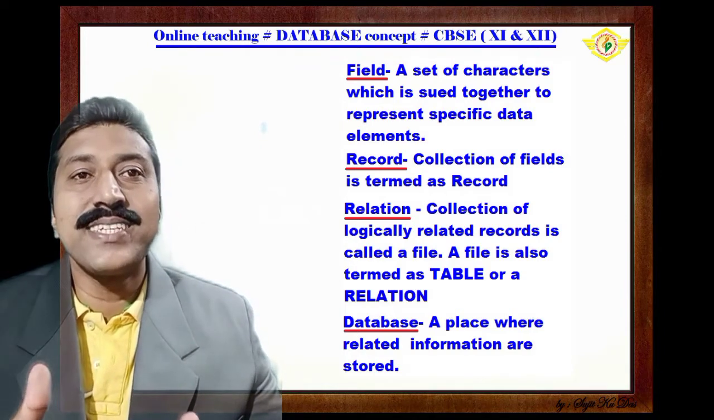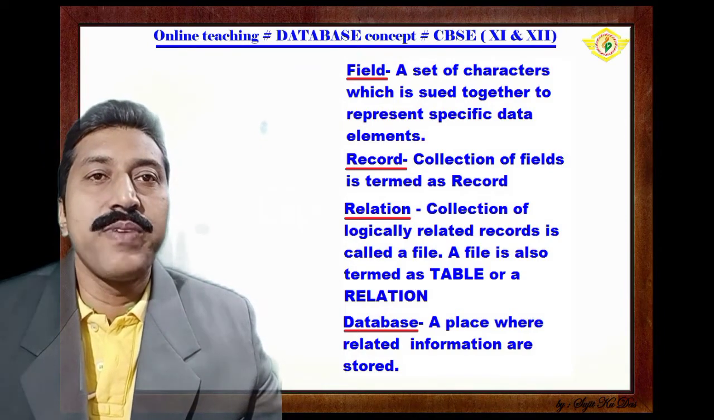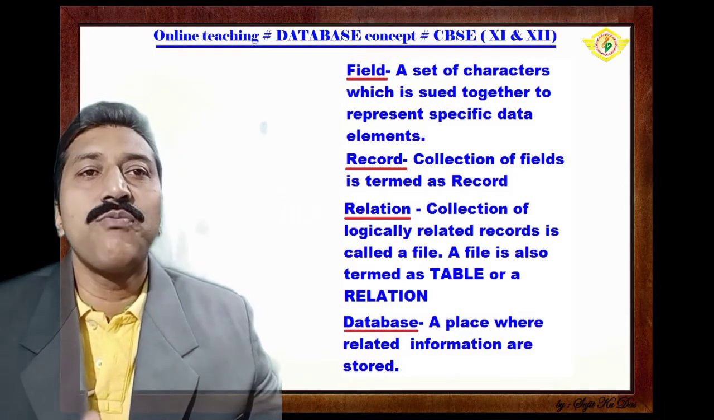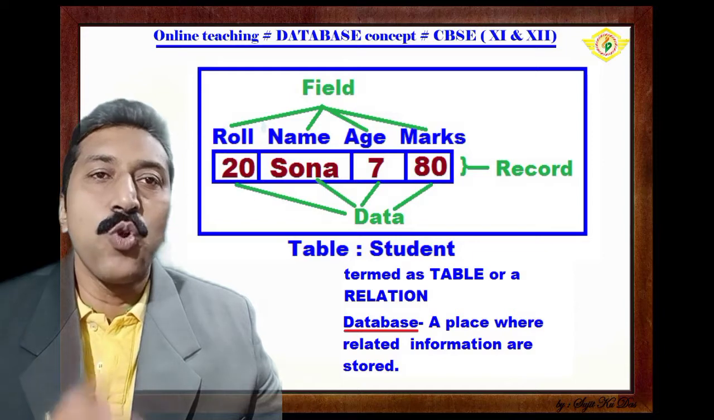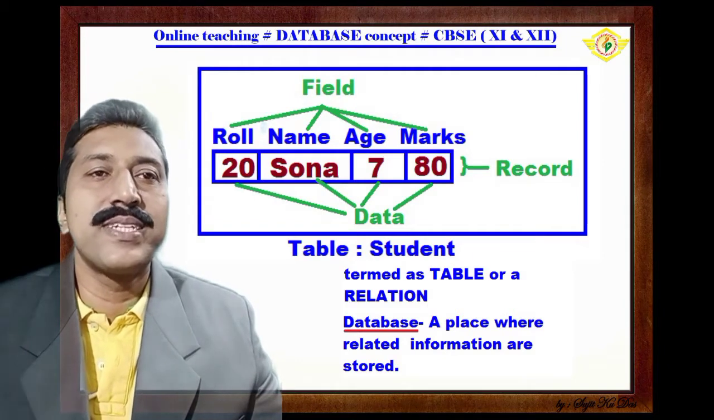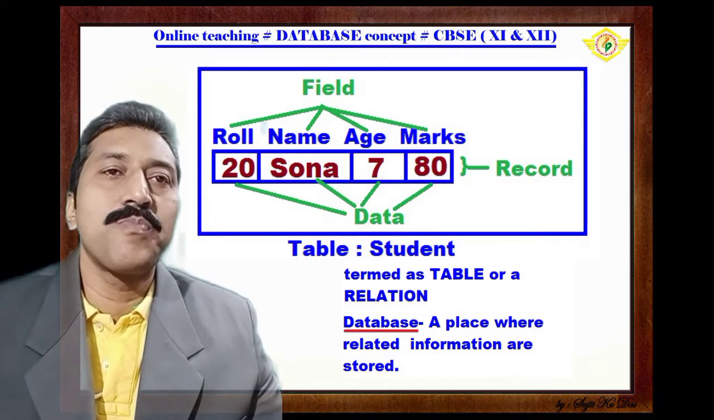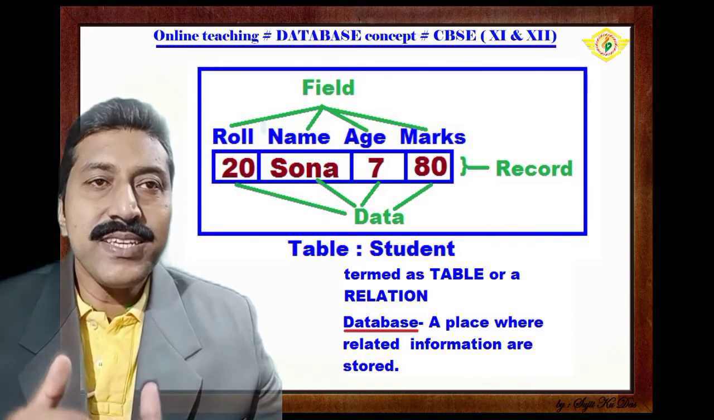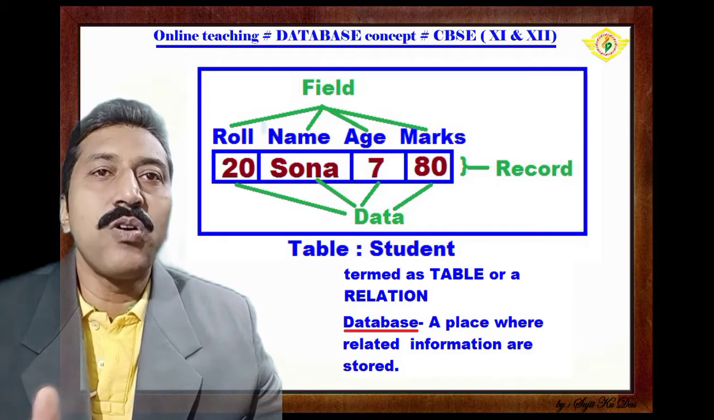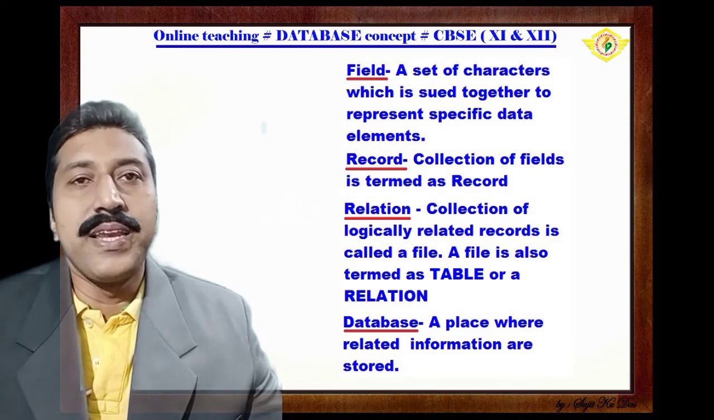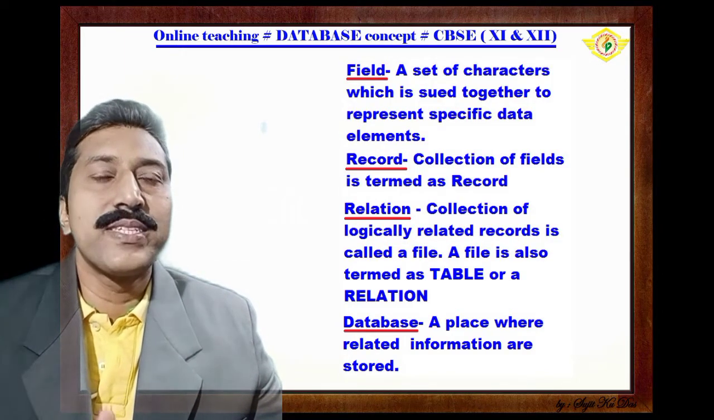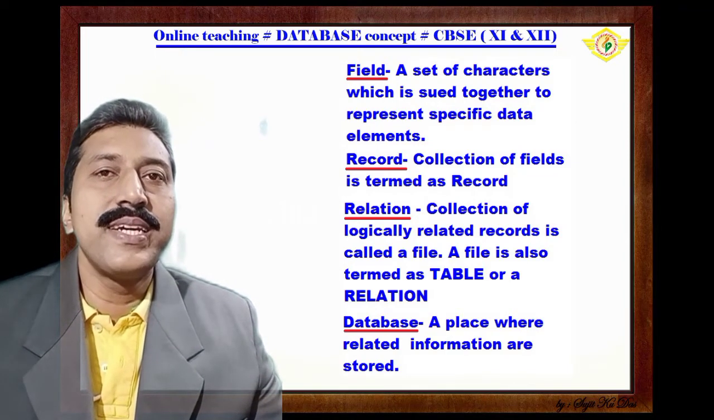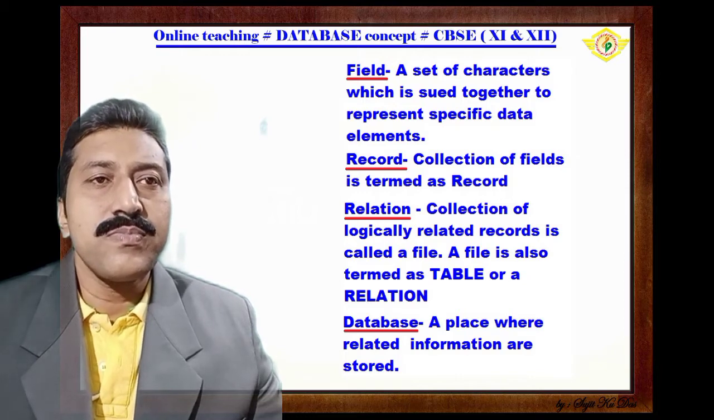For example, suppose roll number, name, age, these are each one field in a student's record. A collection of fields is termed a record. Next one is record, which we are discussing. For example, suppose a student record consists of student fields such as roll number, name, age, marks, etc. This whole information of the student is known as the student record. A collection of logically related records is called a file. A file is also known as a table, or we can say it is in relations.